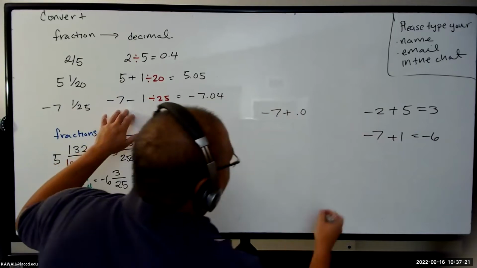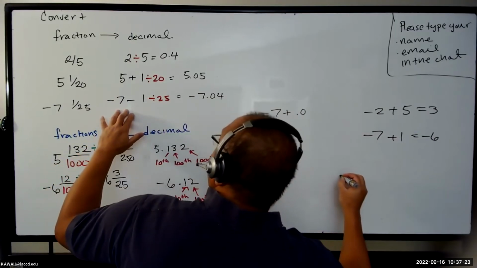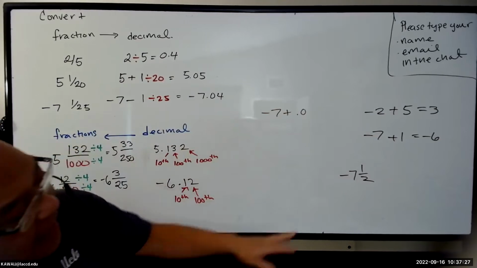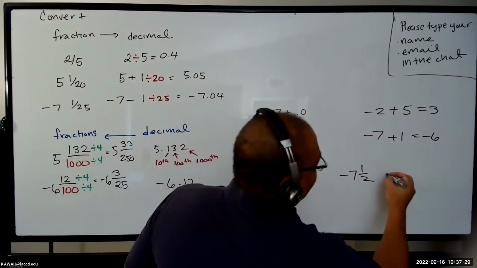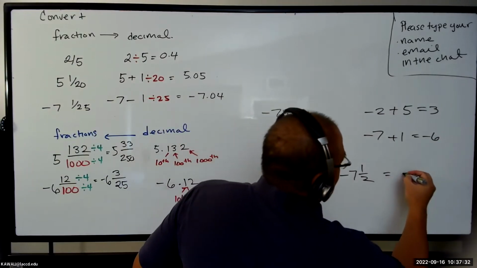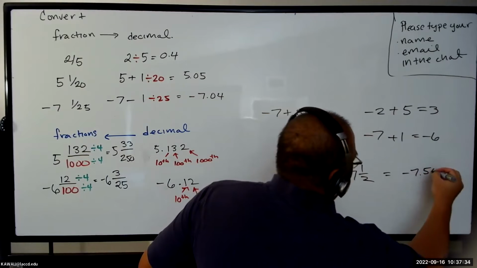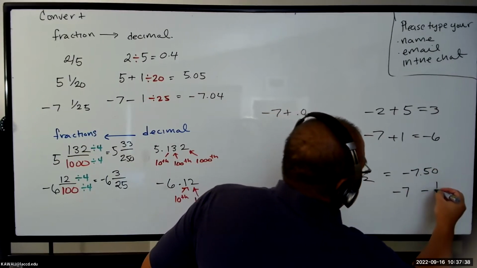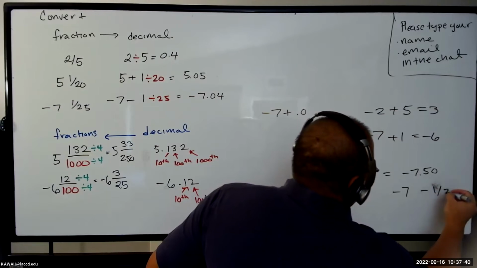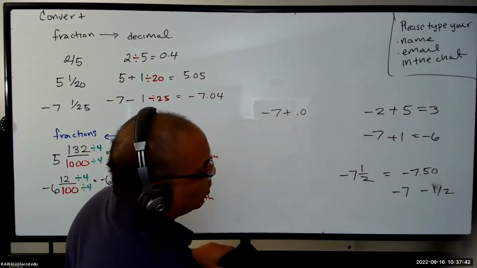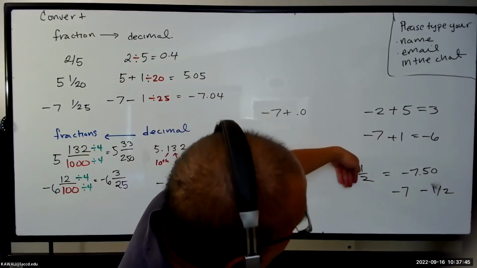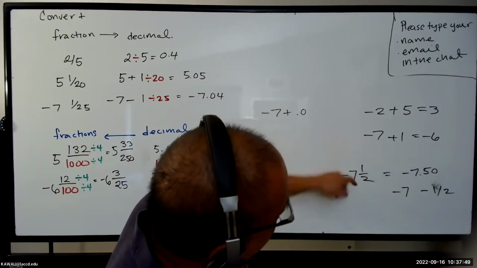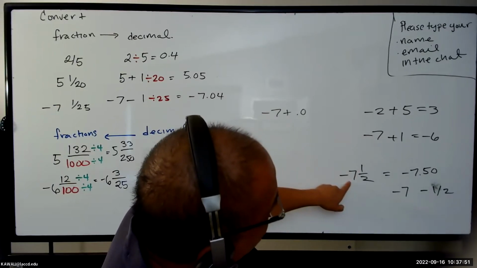Right? If I have -7, if I owe the bank -$7.50, I owe the bank -$7.50. Right? That's -7 minus 1 divided by 2, like that. So if you want, you could just convert the fraction to a decimal, and then just add the integer afterwards.